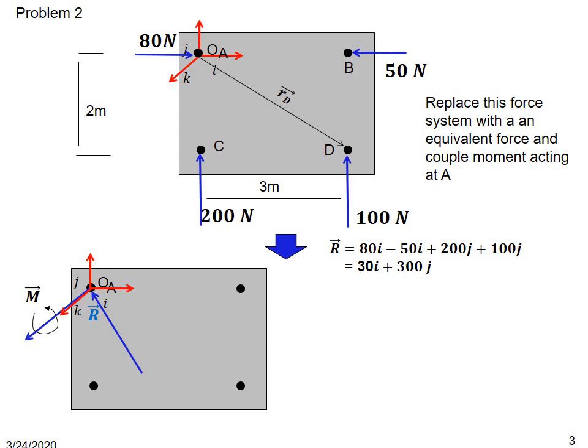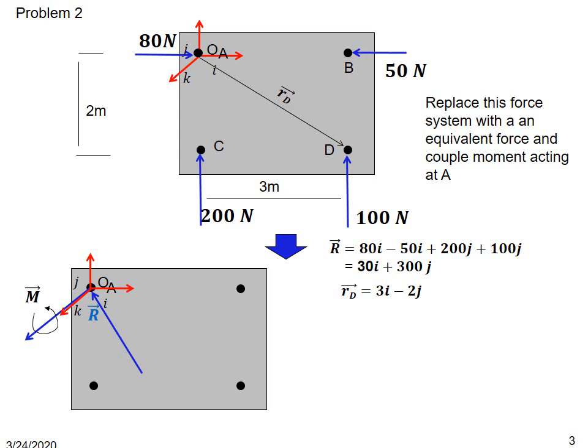So R is the resultant of all the forces acting on the block. 80 Newton is acting in the I direction at A. 50 Newton is acting in the minus I direction. 200 Newton is acting at C, which is in the J direction, and 100 Newton acting at D is also in the positive J direction. So just adding these four vectors, we get 30I plus 300J Newton. That is the resultant equivalent to all the four forces.